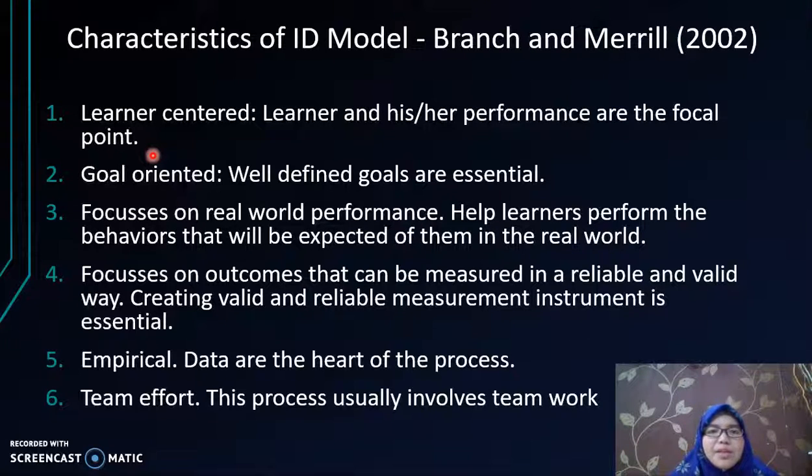Okay, next is empirical. The model must be empirical, where the data are the heart of the process. We need the data to know whether we need to make an enrichment program or improve the designed materials or improve the lessons that we conducted. Okay, next one is team effort. This process usually involves teamwork. So in the process of designing the materials, there must be teamwork, and the learners must participate with each other, and communicate with the instructors and also with their peers.